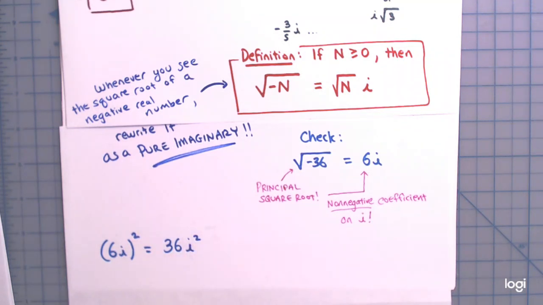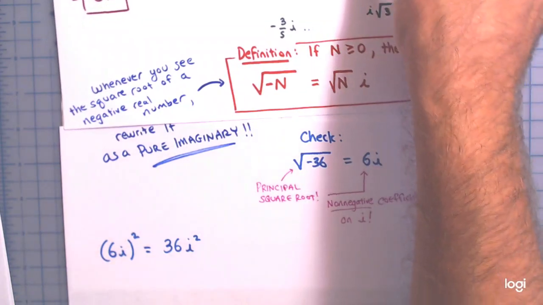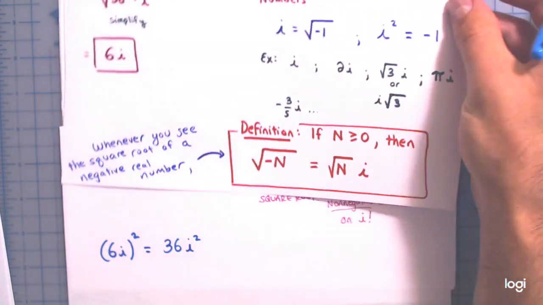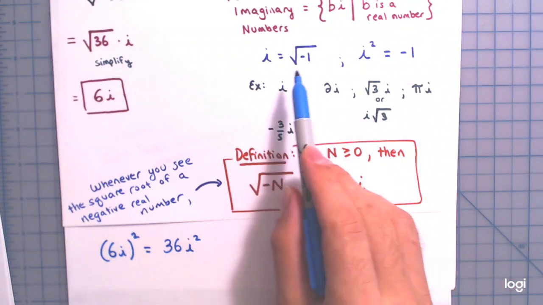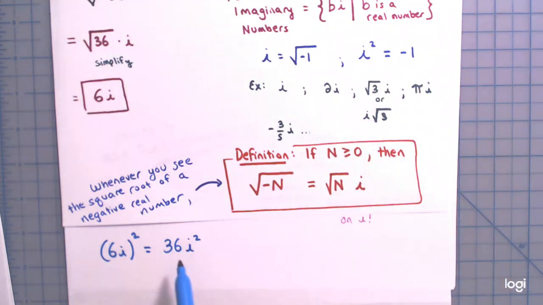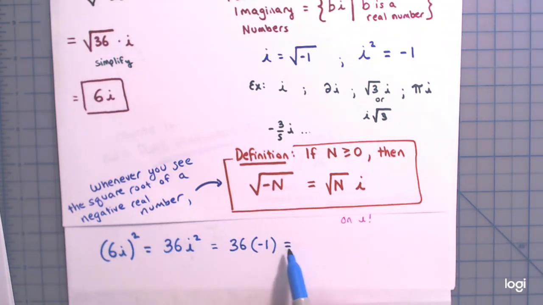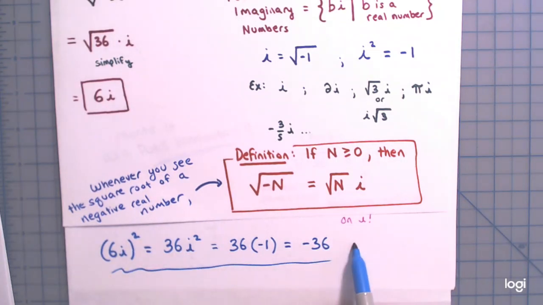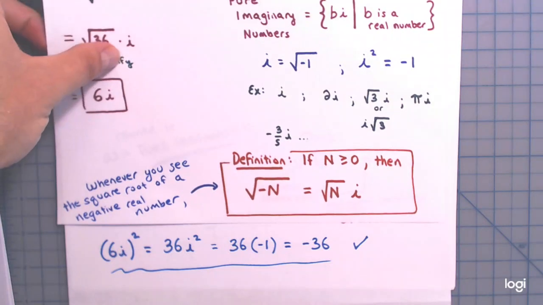All right, i times i would be i to the second. But remember earlier, right? Remember what i is? Remember i is the principal square root of negative 1. i is this number that when you square it, you get negative 1 back. So 36 times i squared would be 36 times negative 1, which is indeed negative 36. Great, it checks out. So 6i is the principal square root of negative 36, as we have stated up here.